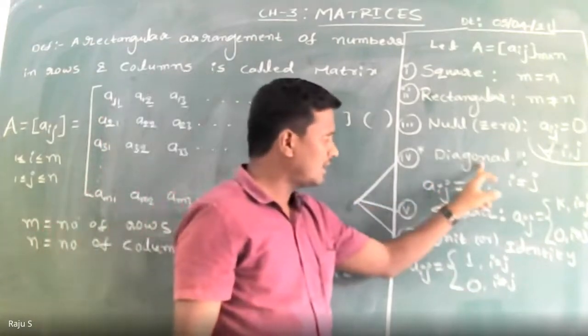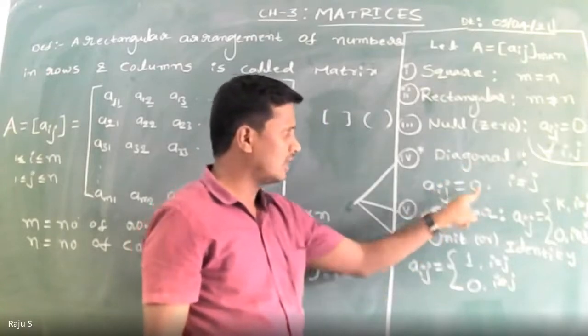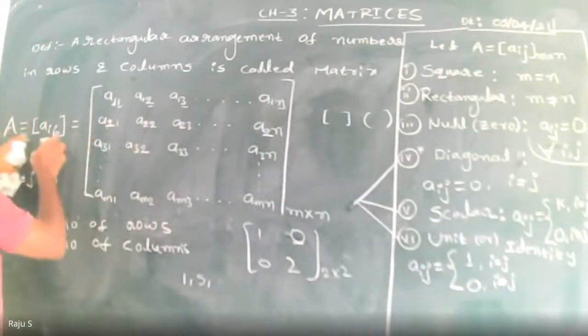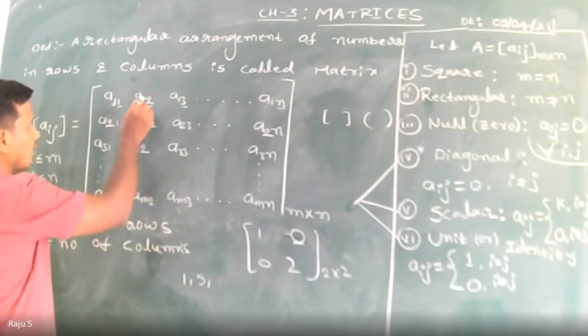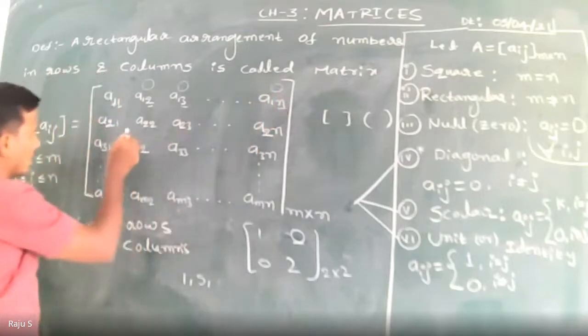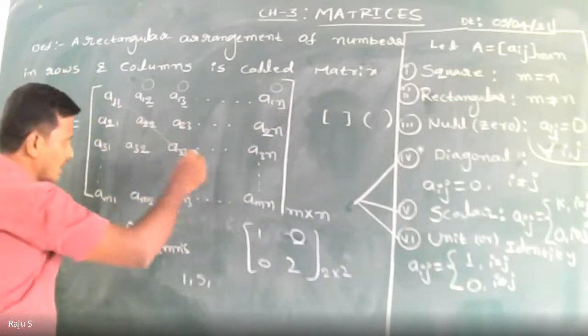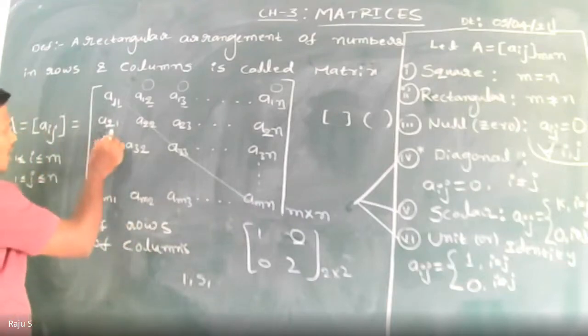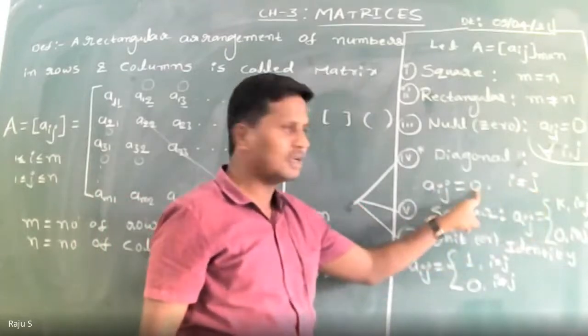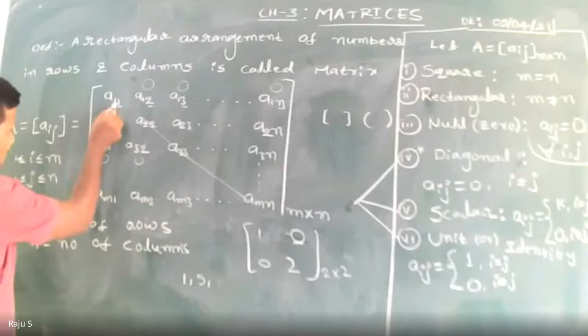So the matrix is diagonal if Aij is equal to 0 for i not equal to j. If I want to say this given matrix is diagonal, see, 1 not equal to 2, this is 0, this is 0, like that. Other than the diagonal elements, all remaining values are 0. Look here, for i not equal to j, every element is 0. What are i and j?